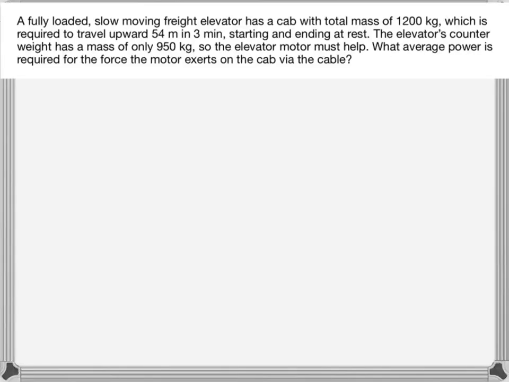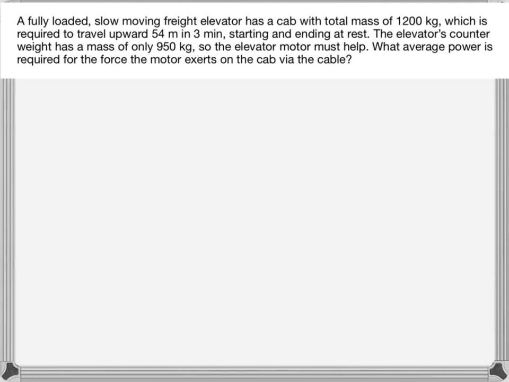So the problem says that a fully loaded slow moving freight elevator has a cab with total mass of 1200 kg, which is required to travel upward 54 meters in 3 minutes, starting and ending at rest. The elevator's counterweight has a mass of only 950 kg. So the elevator motor must help.